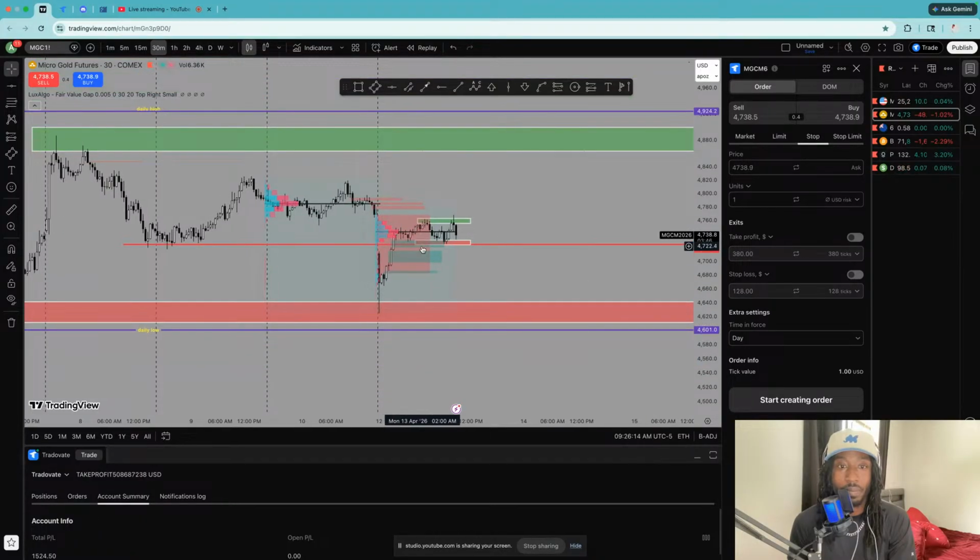You have our bullish fair value gaps. This was the POC. It was above it. It came down below, which is just better opportunities for buys.